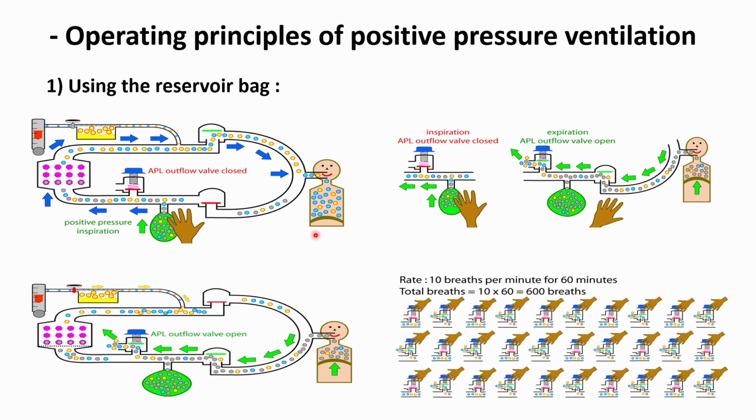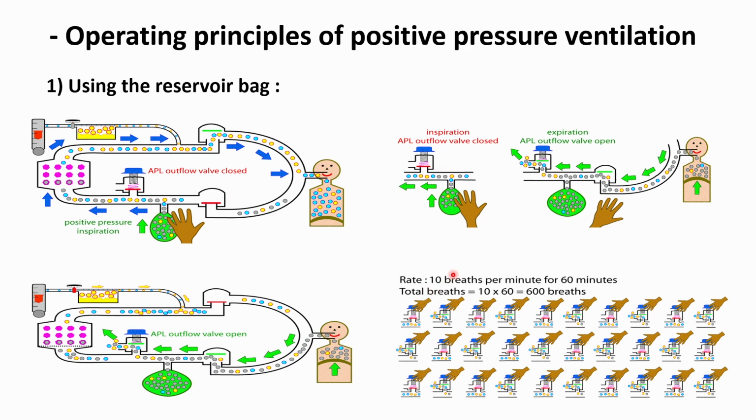If I'm going to give this patient his own breaths, I need to open the inspiratory valve and close the expiratory valve. At the same time, the ABL outflow valve should be closed, and I will use my hand to give the positive pressure inspiration to this patient. Okay, and during expiration I will release my hand in order to let this bag inflate with the expiratory air and to let the ABL valve let the excess air in the circuit go out.